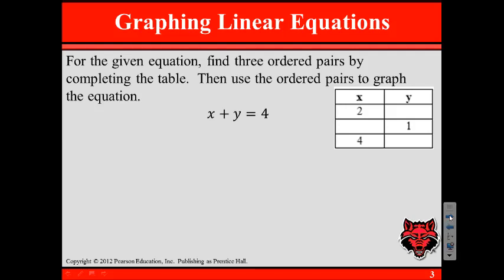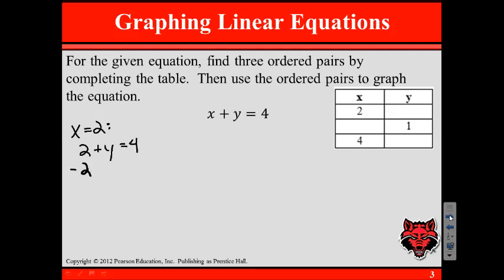Let's try an example. For the given equation, find 3 ordered pairs by completing the table. Then use the ordered pairs to graph the equation. So we're given the equation x plus y equals 4. We're also given a table with missing coordinates. Just like in the last section, let's go through the process of substituting known coordinates to find the unknown coordinates. We first start by substituting x equals 2. So we put 2 in place of x. That gives 2 plus y equals 4.